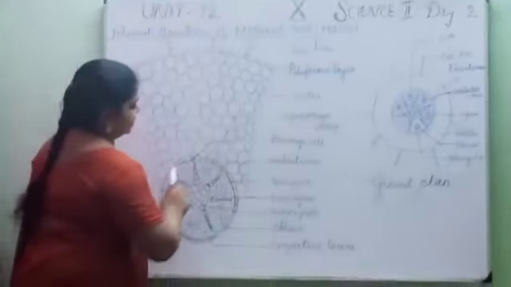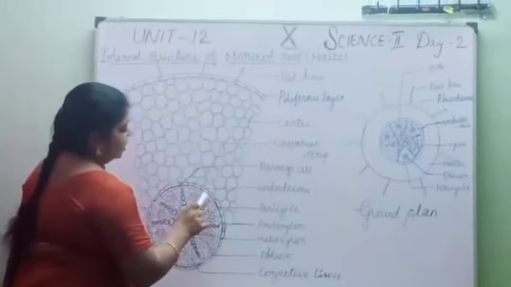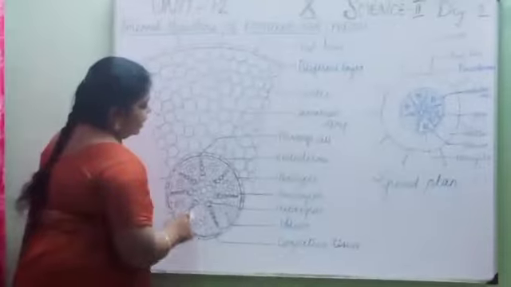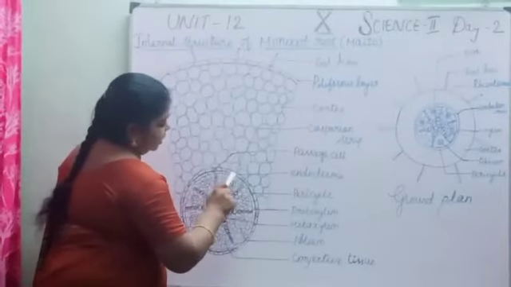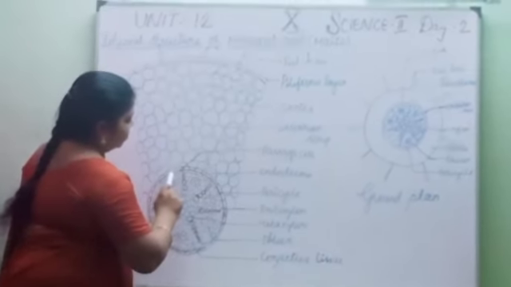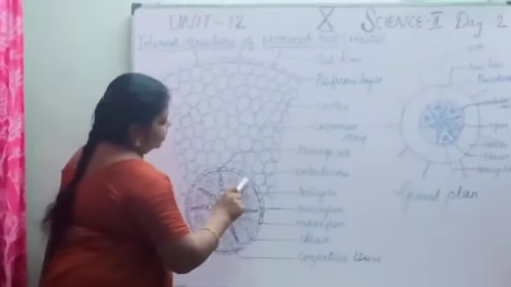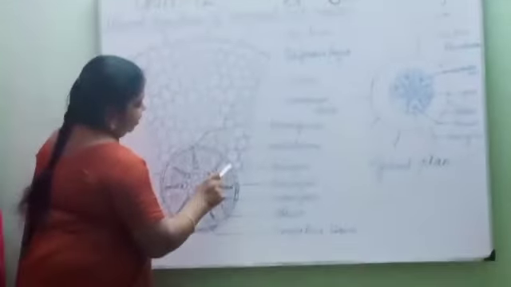Stele: it is all the tissues inner to the endodermis. In the stele, the pericycle is the outermost layer. It is made up of parenchymatous tissue. It is the site of origin of lateral roots.